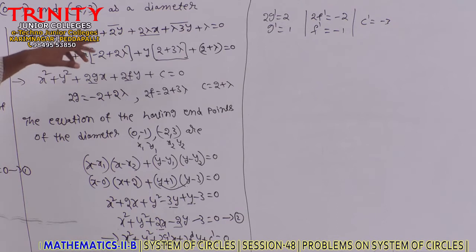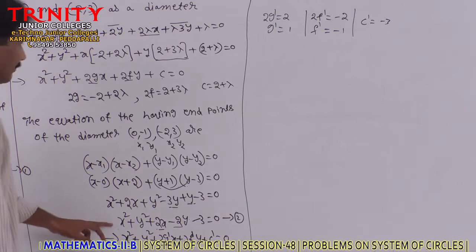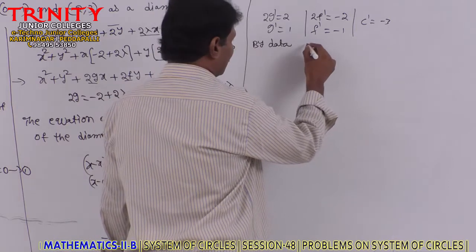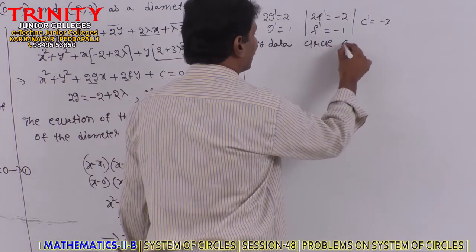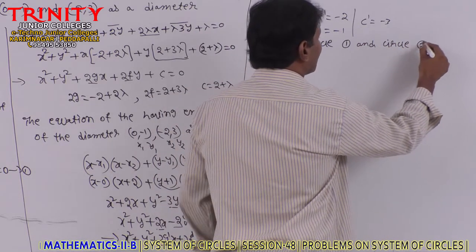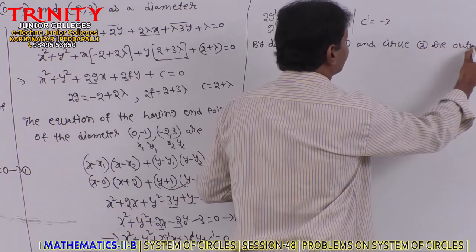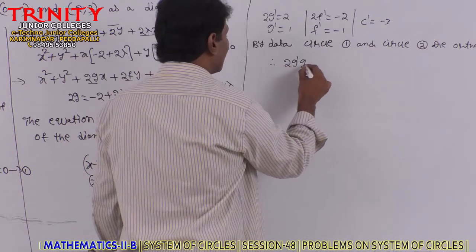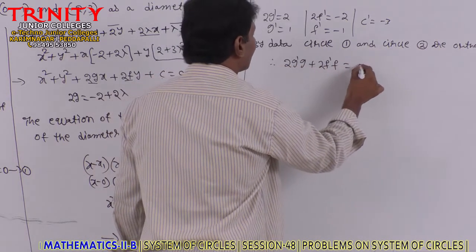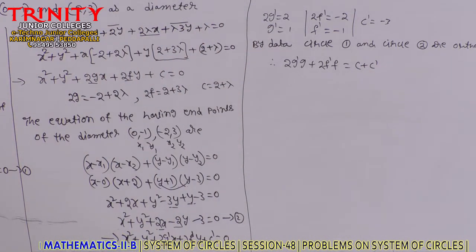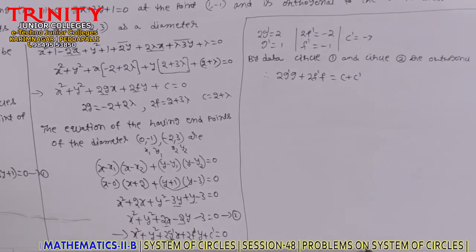By data, our required circle 1 is orthogonal to circle 2. Circle 1 and circle 2 are orthogonal. Therefore, 2g'g plus 2f'f equals c plus c'.